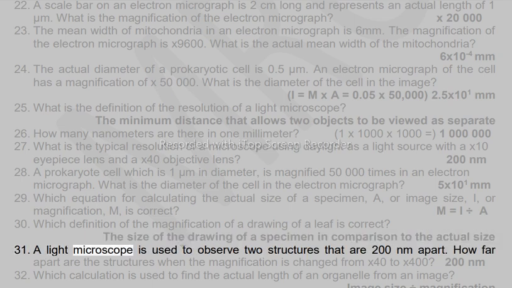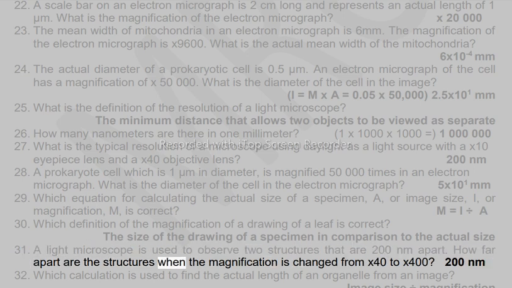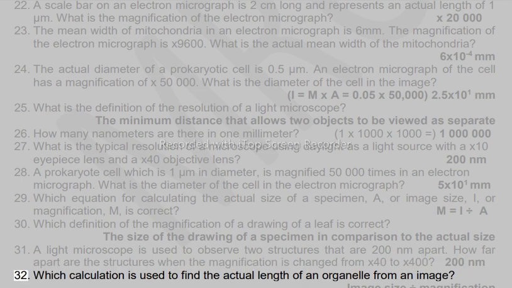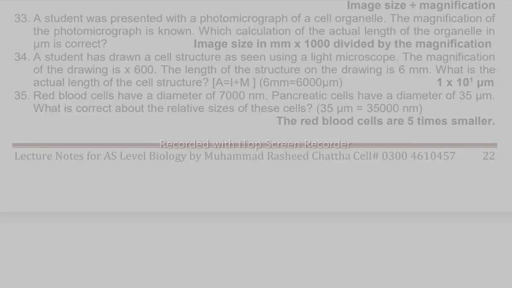31. A light microscope is used to observe two structures that are 200 nanometers apart. How far apart are the structures when the magnification is changed from ×40 to ×400? 200 nanometers. 32. Which calculation is used to find the actual length of an organelle from an image? Image size divided by magnification.